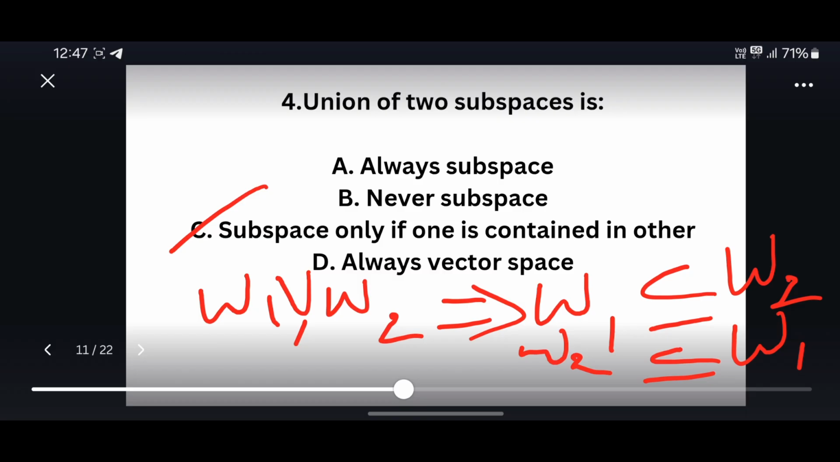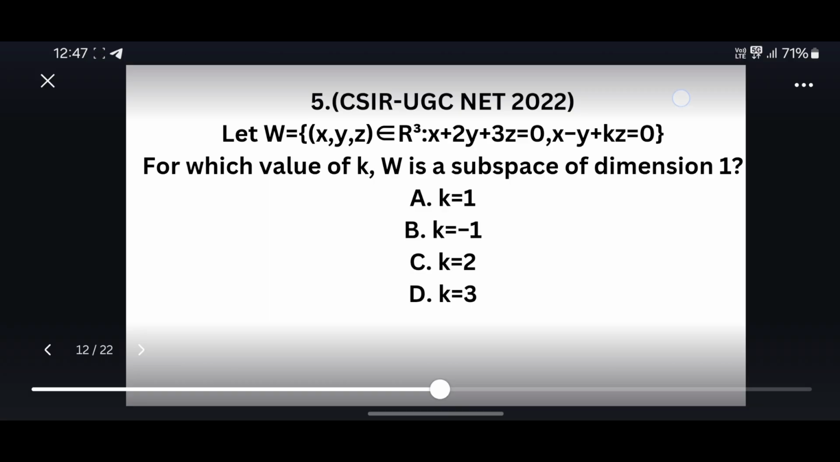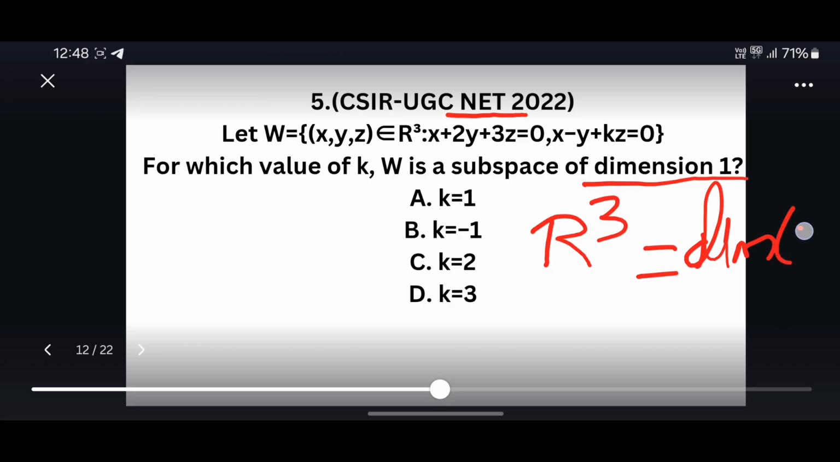Okay. Next MCQ. This MCQ was asked in CSIR UGC NET 2012. Let W equal to {(x, y, z) belongs to R cube : x plus 2y plus 3z equal to 0, x minus y plus kz equal to 0}. For which value of k is W a subspace of dimension 1? k equal to 1, k equal to minus 1, k equal to 2, k equal to 3. So W is a subspace of dimension 1. Here R cube is there, and its dimension is 3.